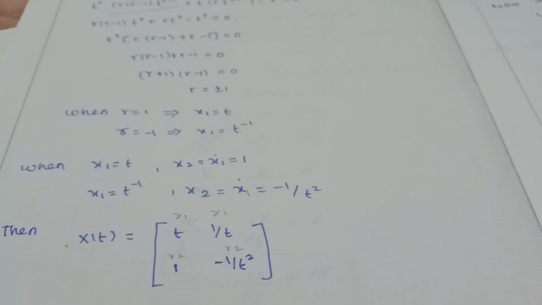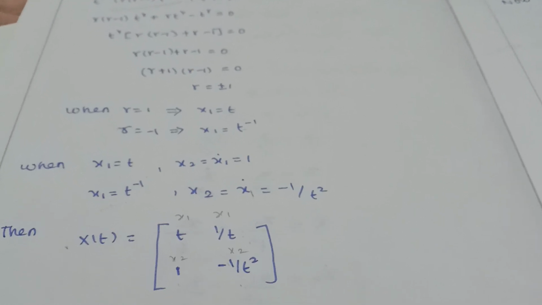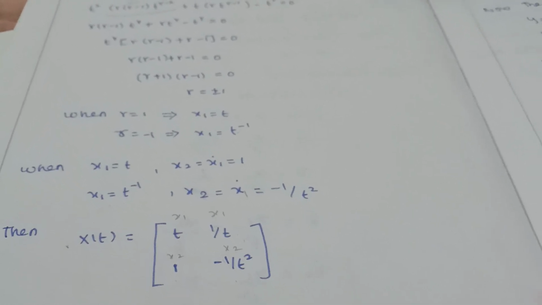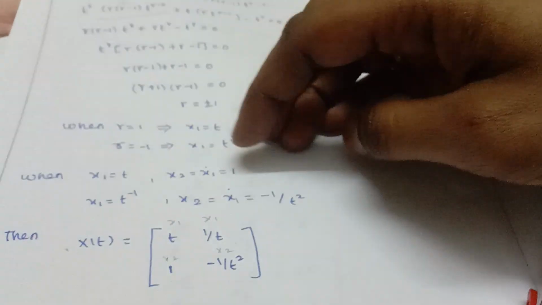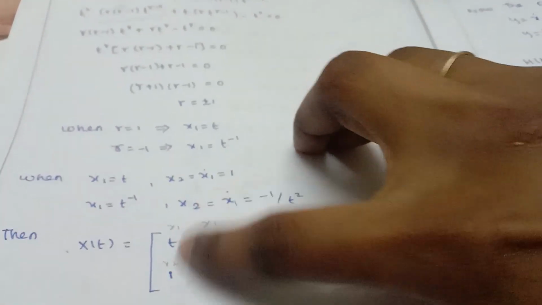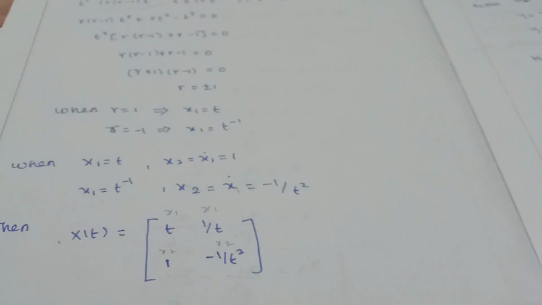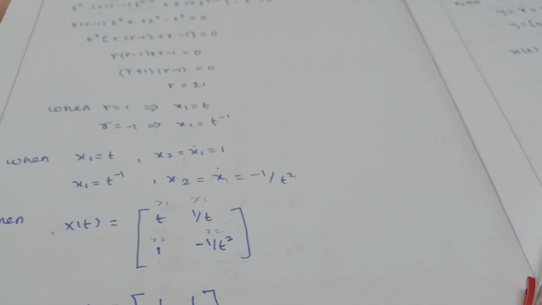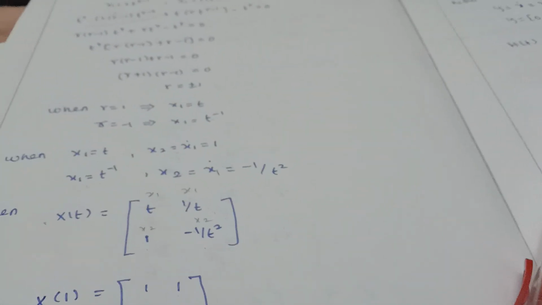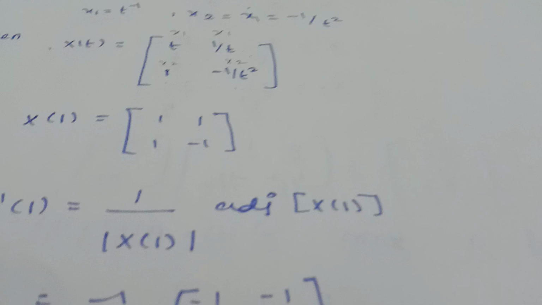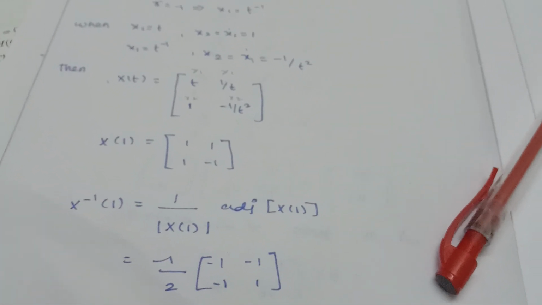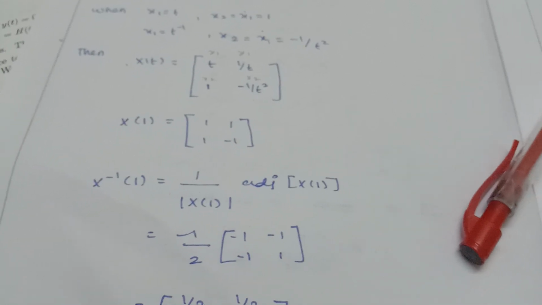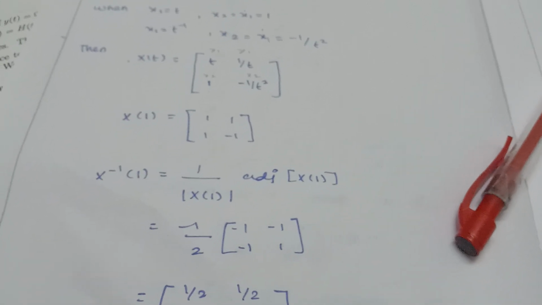So our x of t can be written as x1, x2 terms in a column-wise manner: t, 1 by t, 1, minus 1 by t square. Then instead of t we can replace 1, which means we get our x of 1 value: 1, 1, 1, minus 1. So we have to find the x inverse of 1.